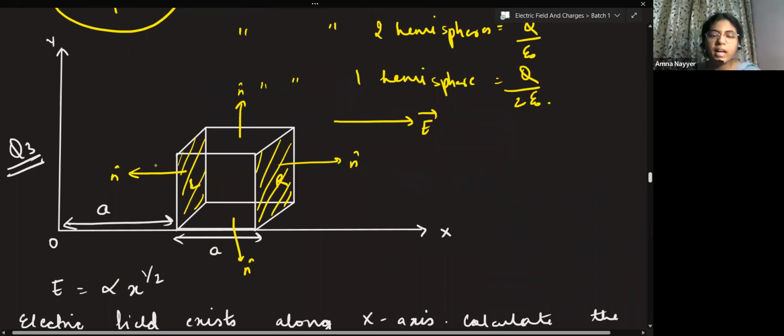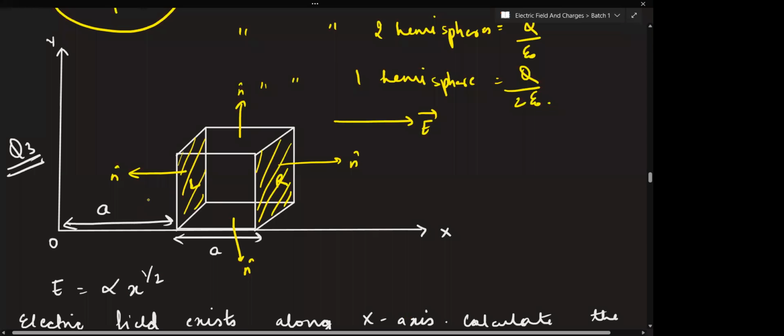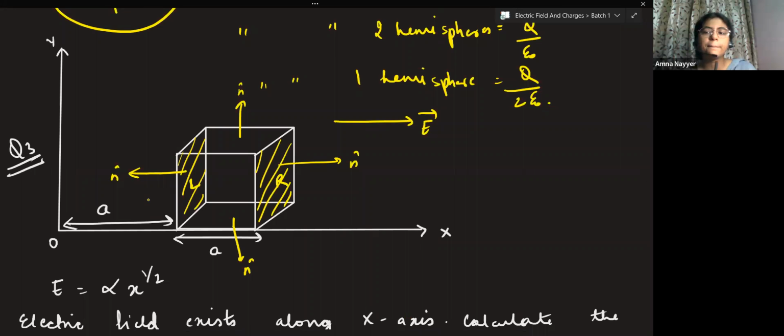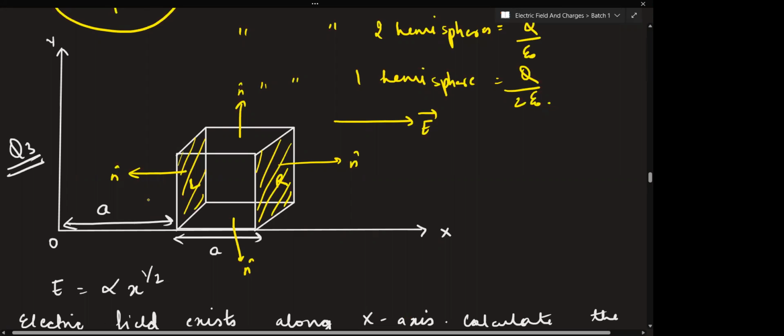So see, for the values of x, just see the separation from the origin. This is a, this is a, this is a. What is the total separation of the right hand side? 2a. Is it clear to all of you how we have got 2a? Can you explain? Yes, teacher.